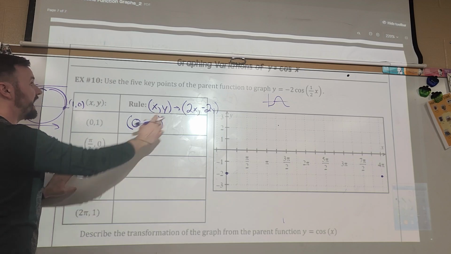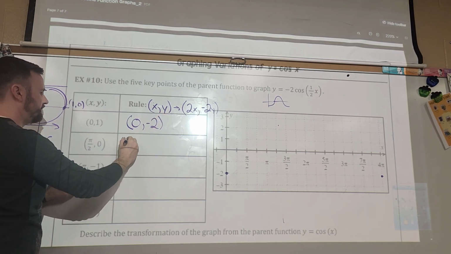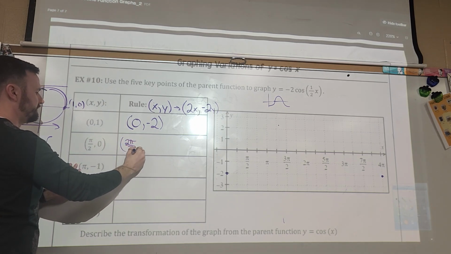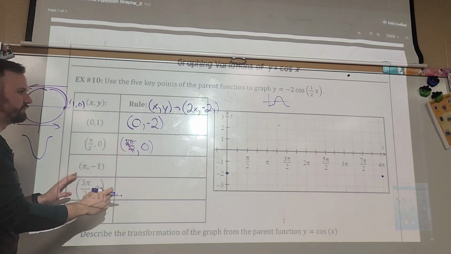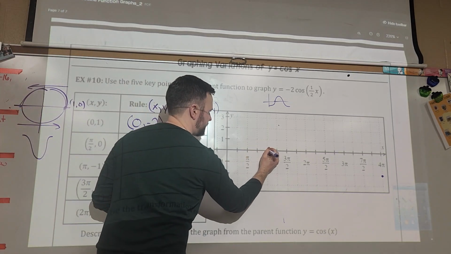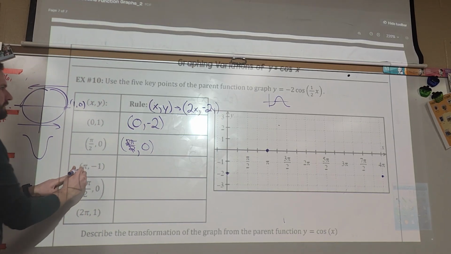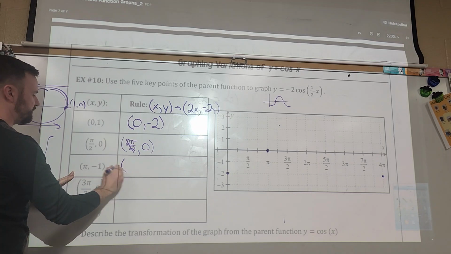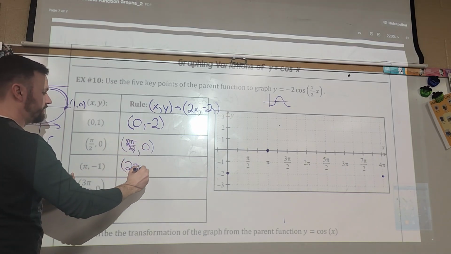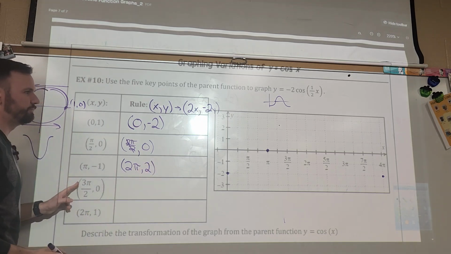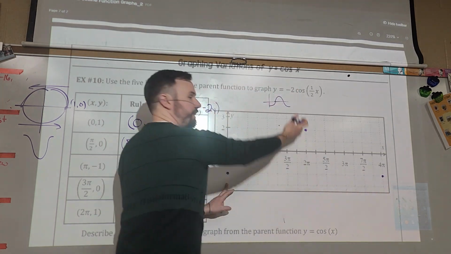What's pi over 2 times 2? It's 2 pi over 2. 0. But what happens to my 2's? Cancel. So I have pi, 0. So this is going to be 2 times pi is 2 pi. Negative 1 times negative 2 is positive 2. Is that where I would have put it if I would have done the half thing?